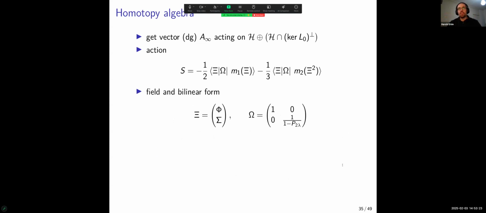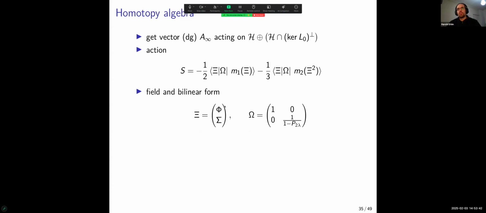You can also rewrite everything in terms of vector homotopy algebra. By vector, I mean that the A infinity will act on the tensor sum of 2 operators. So we have an action of this form. You see that it really looks like the original Witten theory.